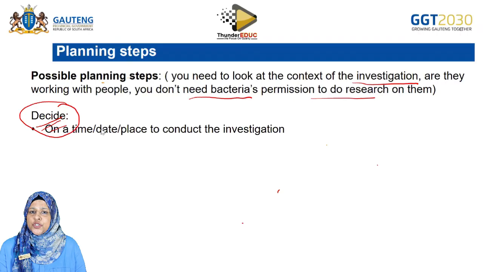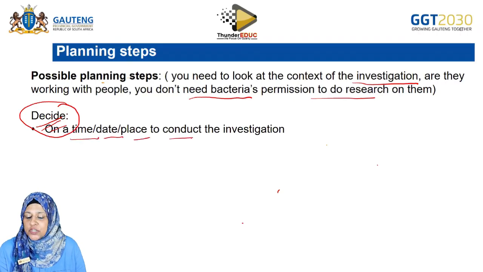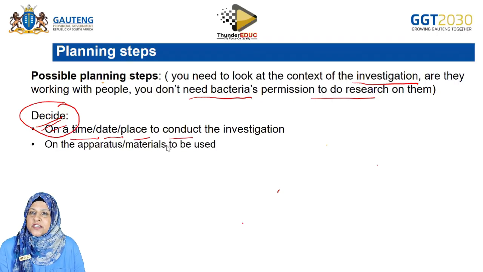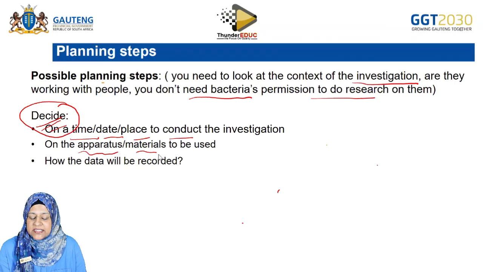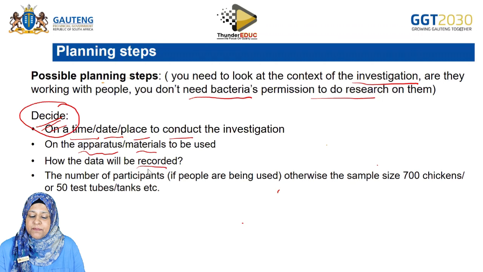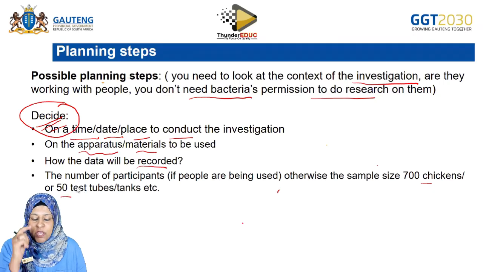The first thing you've got to do is decide on a time, a date, and a place to conduct the investigation. Then you need to decide what apparatus and what materials need to be used. Decide on how I will record all the data. Decide on how many participants I will use, right? The number of participants if people are used, or the sample size if you are using other organisms like chickens, or if you are using apparatus like test tubes, what will my sample size be?